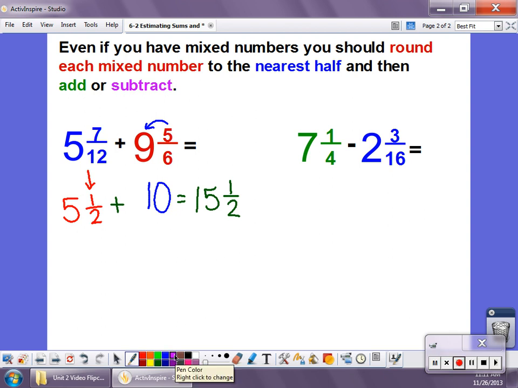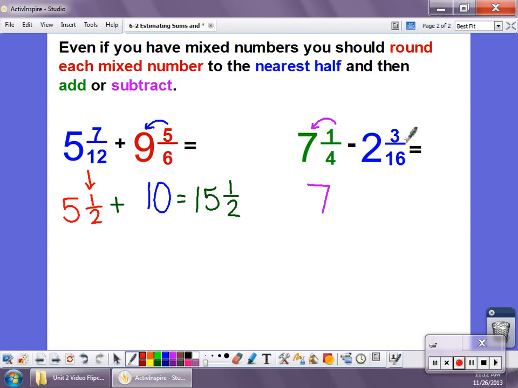One more problem to look at. 7 and 1/4. Well, when I look at 1/4, I see that 1 is much, much smaller than 4. So it's going to change this number, round it down to the next whole number, which would just be plain old 7. Then I'm going to look at 2 and 3/16.